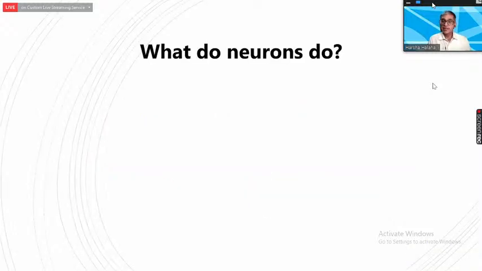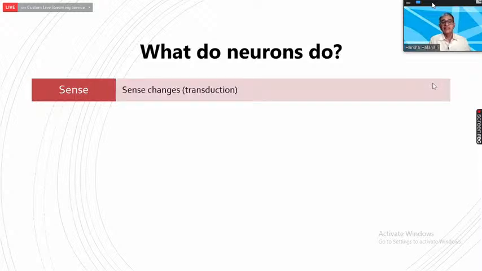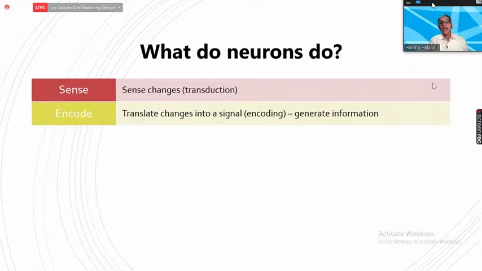So what do neurons do? At the end of the day, what do neurons do? Neurons sense, pun intended, in the sense that they sense changes and cause transduction. That is, they convert a touch or a light signal or a chemical signal into a neuronal signal. These changes in membrane potentials in the receptors are translated into action potentials. This is signal encoding, and this is how information is generated.